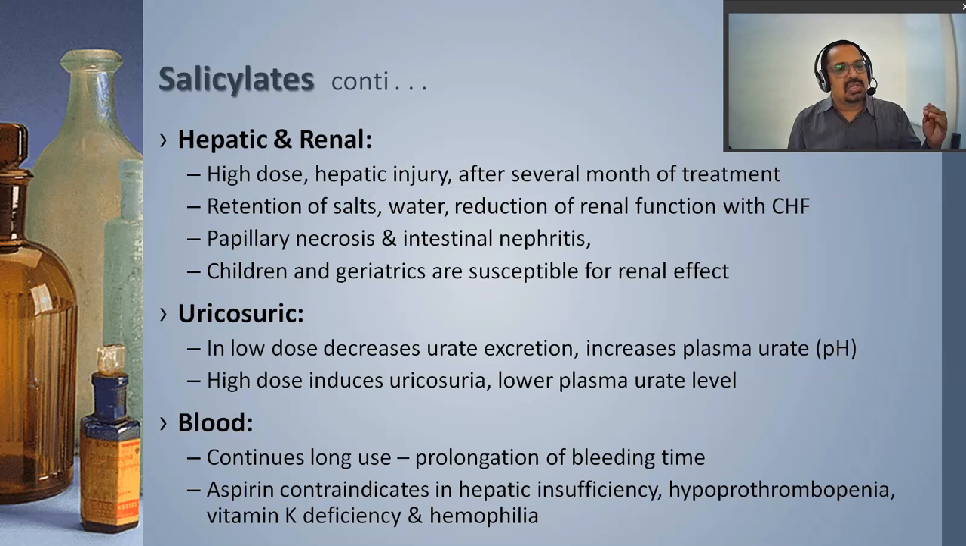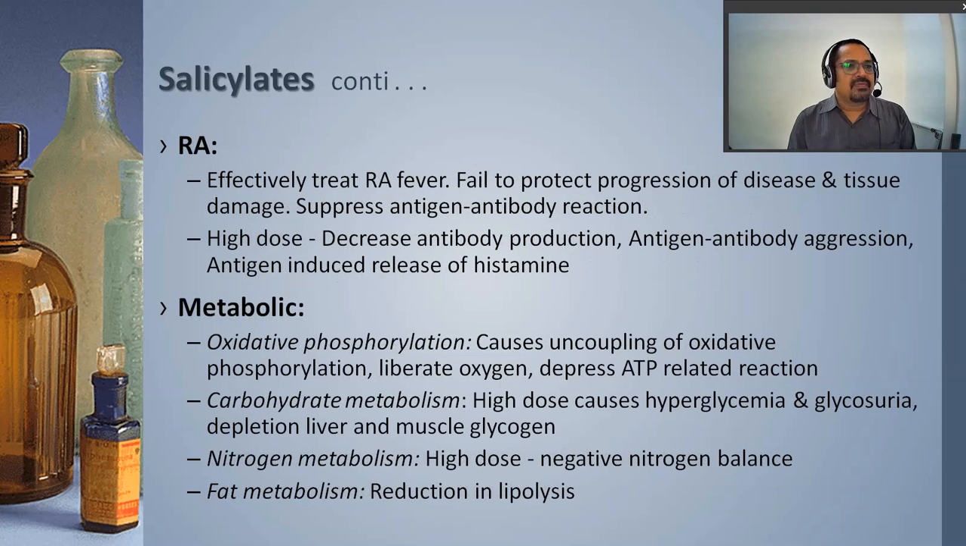So in a low dose, they elevate the uric acid level, whereas in a high dose, they depress the uric acid level. As far as the effect on the blood is concerned, continuous long-term use prolongs the bleeding time. Ultimately, this is due to the platelet aggregation factor which we have seen previously. Aspirin is contraindicated in hepatic insufficiency. Here we have seen that they produce hepatic injury, hypoprothrombinemia, vitamin K deficiency and hemophilia. These are the effects found with the continuous and long-term use of aspirin on the blood.